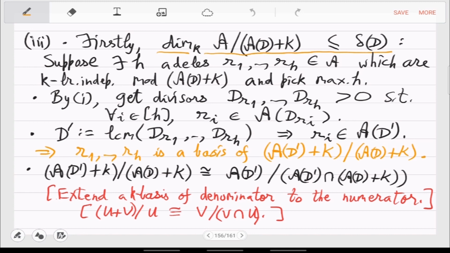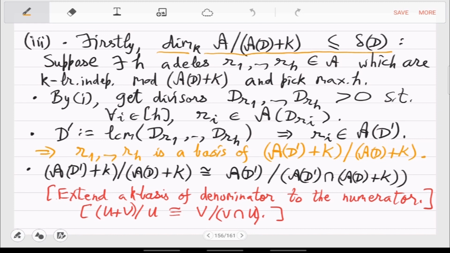Take the LCM of these, which basically means that these are divisors, so for every point there is an order, you just pick the maximum and define D'. So now every Ri is also present in A(D'). So you have this common divisor D' now associated. This continues to be a basis of A(D') mod A(D), because it was a basis of the bigger thing, so of course it's a basis of the smaller thing also, and it's present in A(D') plus K.